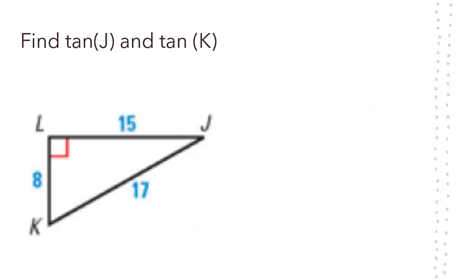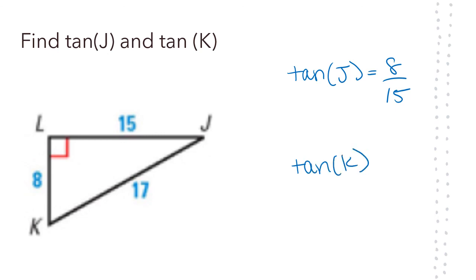Let's do one more example. Take a moment to find the tangent of angle J and the tangent of angle K. The tangent of angle J, opposite over adjacent, would have given you 8/15. Tangent of angle K, opposite leg of angle K, over adjacent leg would give you 15/8.